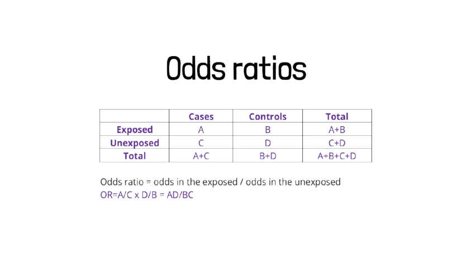Odds ratios are the most complex of all these three measures. Odds could be defined as the probability of an event occurring divided by probability of an event not occurring.